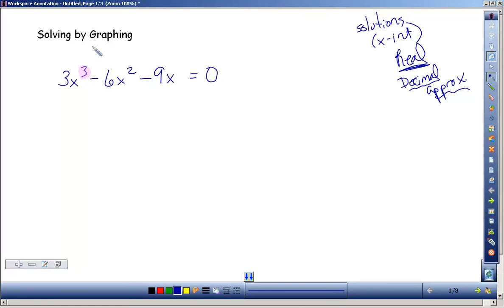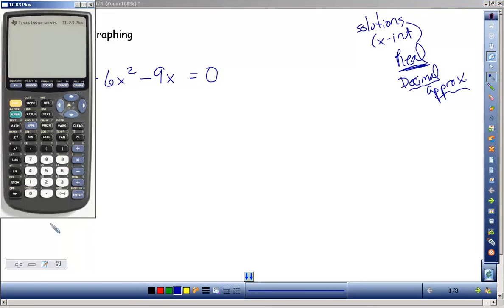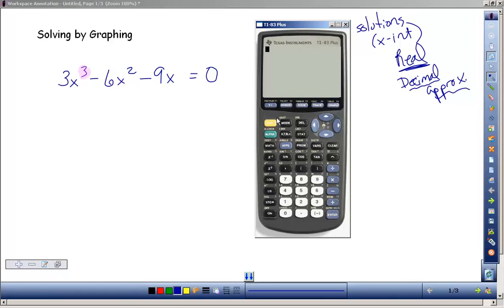So I'm going to solve this one by graphing. If I want to solve it by graphing, I have to graph it. So I'm going to go in my calculator into y equals, and I'm going to graph this equation. So y equals 3x to the third power minus 6x squared minus 9x, and then I'm going to graph it. And look at that. I have 1, 2, 3 x-intercepts, which is a good thing because this was x to the third power. I'm supposed to get 3 answers.